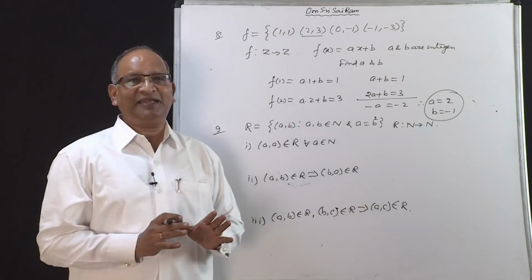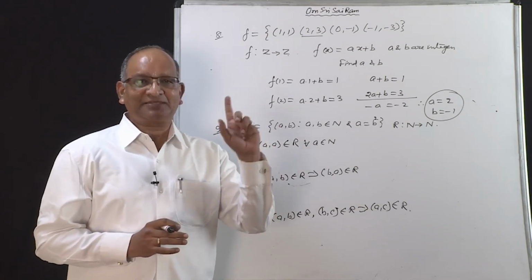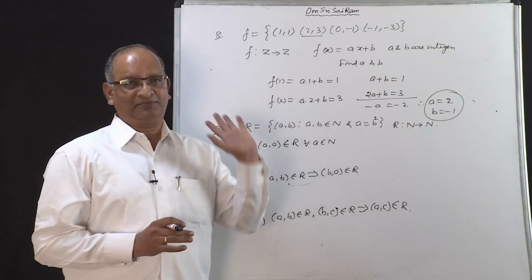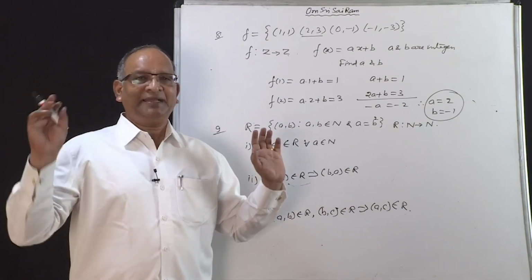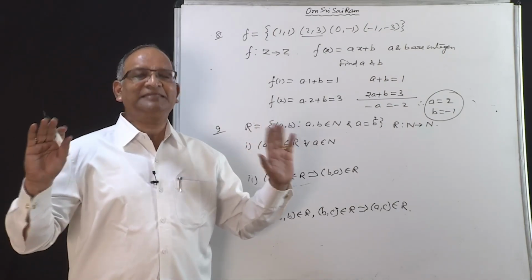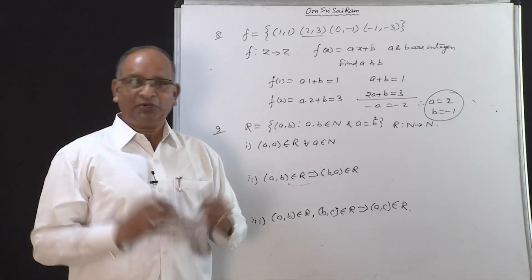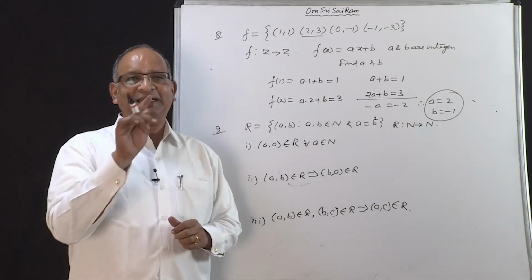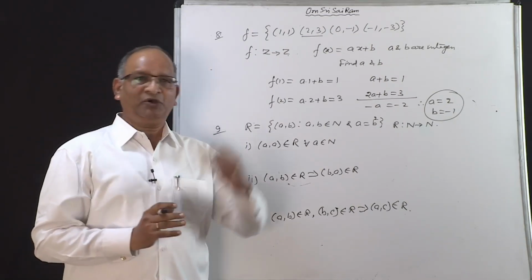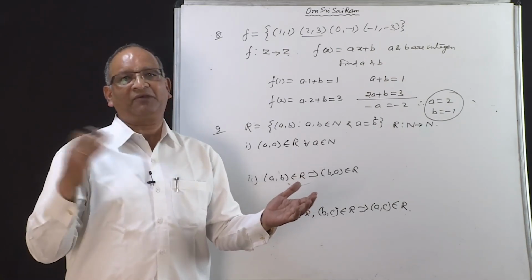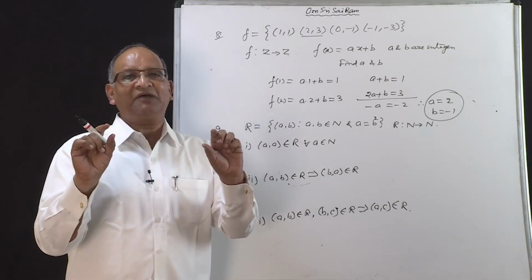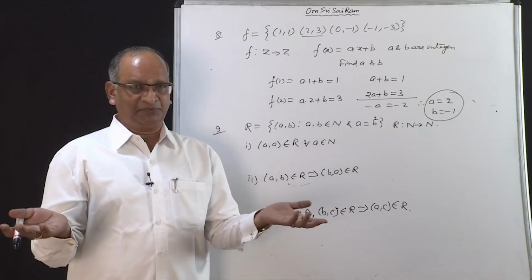What is reflexive relation? If every element has got image on itself. For example, let us say we have a line L. We can say that line L is parallel to itself. So it is reflexive. Let us say the relation is equal to. We know that every number is equal to itself. 5 is equal to 5, 10 equal to 10. So equality of the numbers is reflexive.